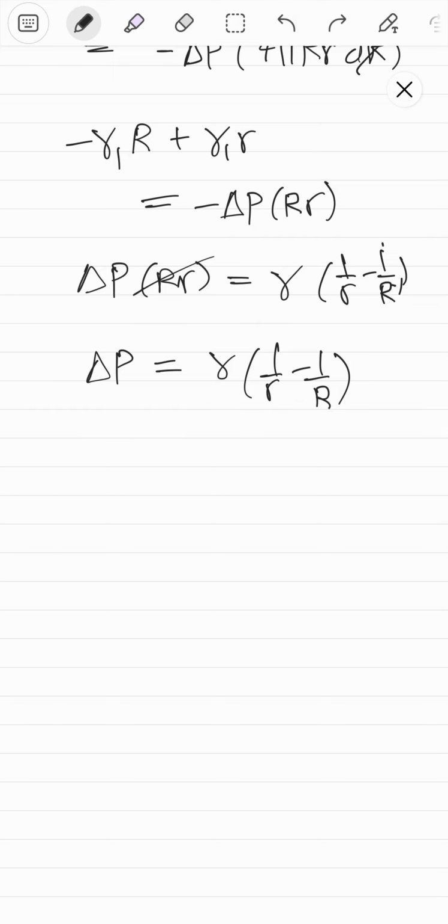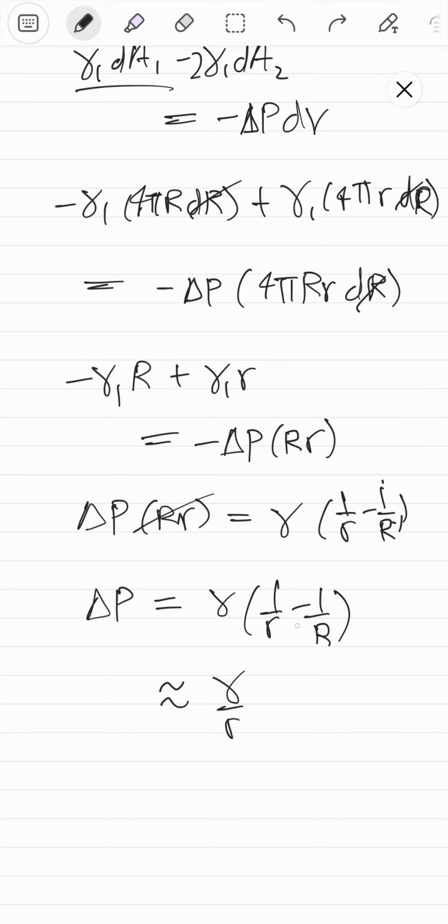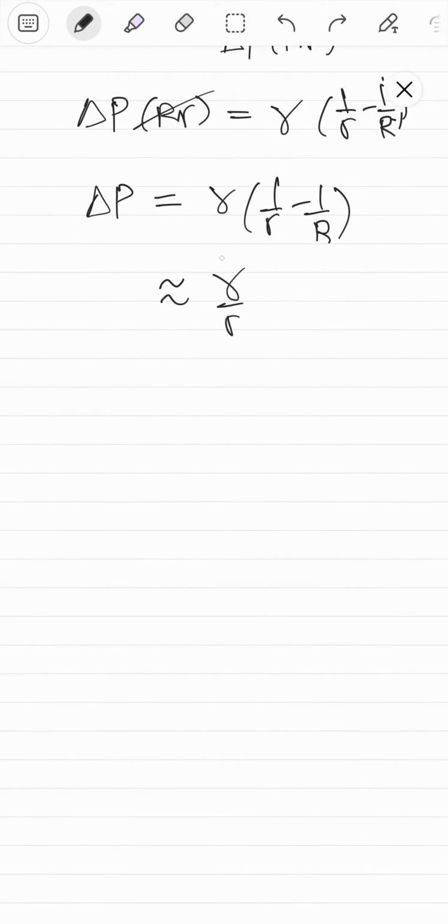So to a good approximation, we can just write this as gamma upon small r. That should do it. And it is already an approximation, I mean, we did all of this to get this thing. But if you approximate even further, you can write it like that.